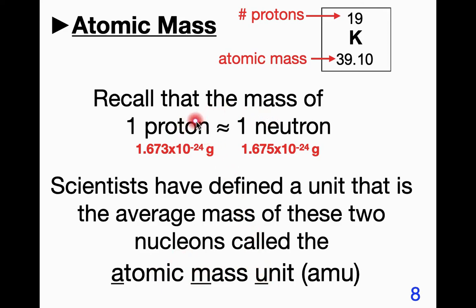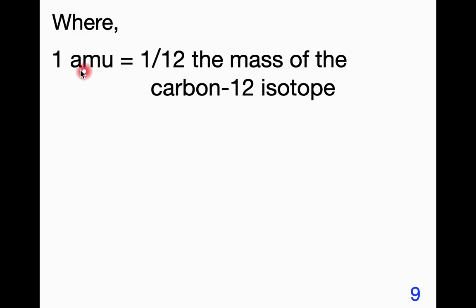Now, there's a little bit of a problem. Protons and neutrons are way too small to measure individually. So we have to look at atoms that are readily available that we can use to determine what that mass would be. Where one atomic mass at one AMU is equal to 1/12.